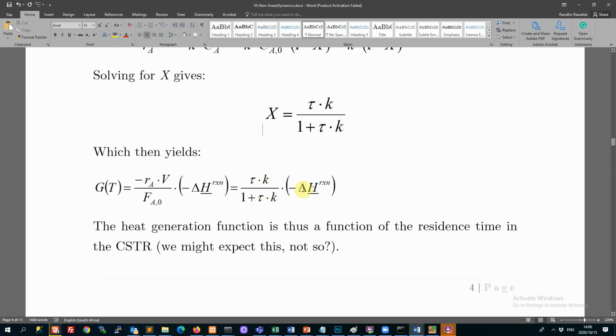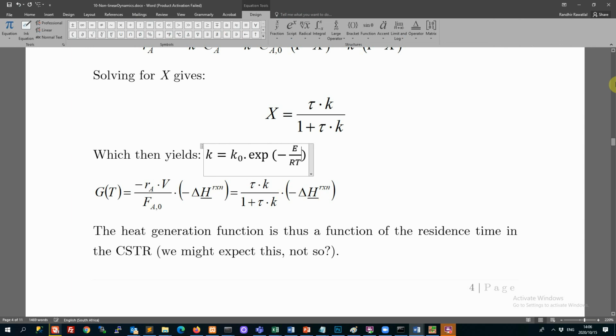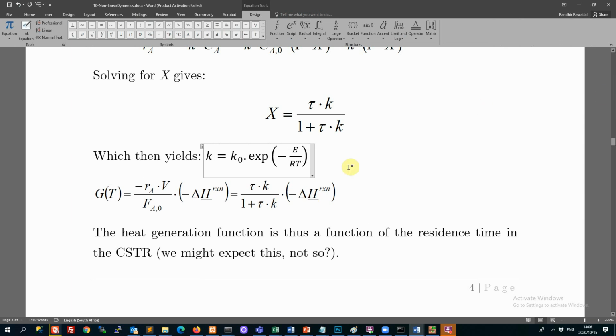Everything else is approximately constant, and I'm just going to write it out here. So k equals k naught times exp of minus E over RT. Right, so that's your Arrhenius expression that you substitute here, and so X is tau times that k. So you can see it's quite nonlinear in T over there.